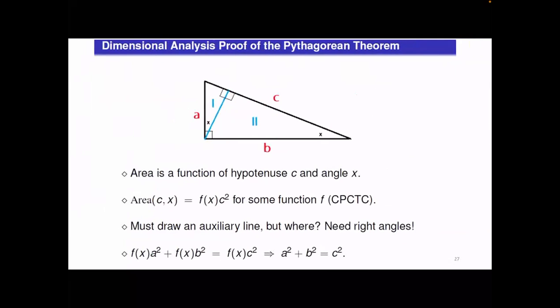So you're absolutely right. I want to divide by f of x. And then I get a squared plus b squared equals c squared. Well, if f of x is 0, then the area is 0. So I know f of x is not 0, so all is good.